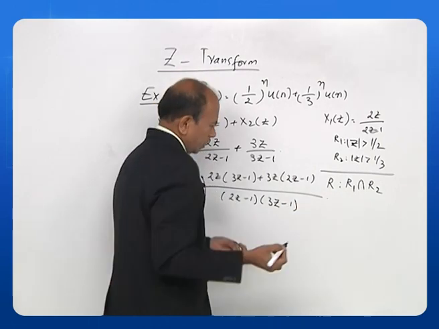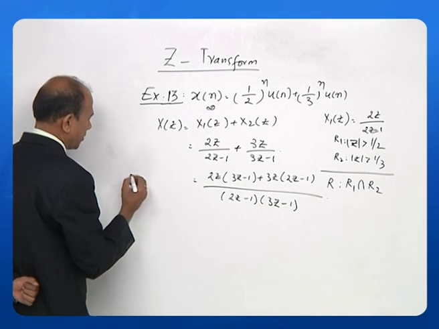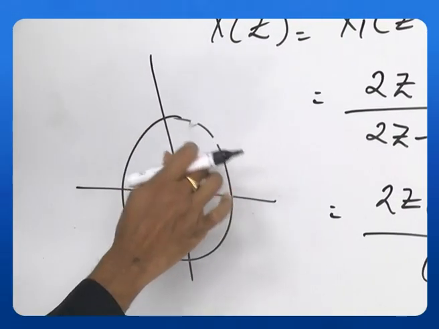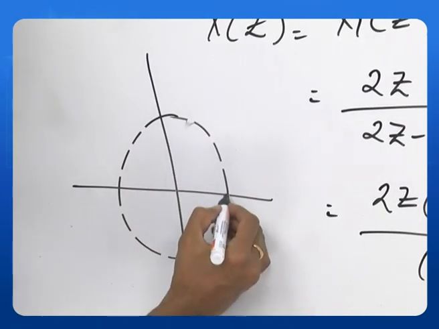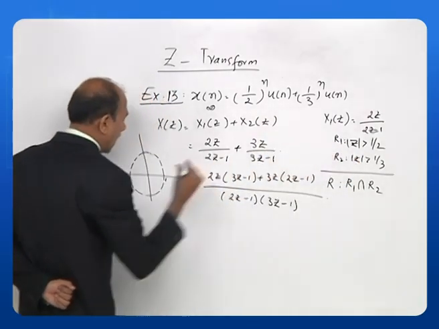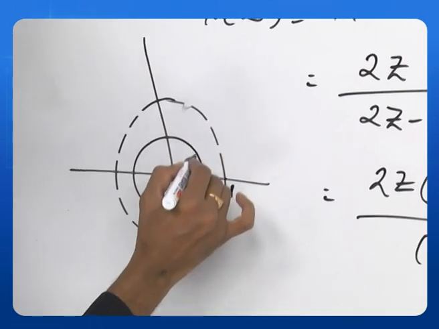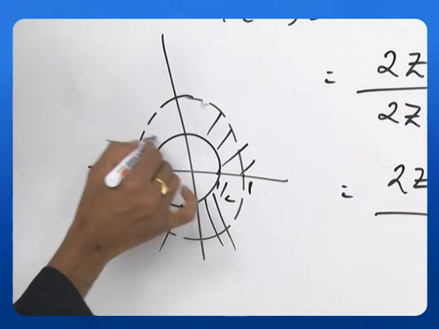Okay, so we can just draw it here. How does that ROC look? Let us take this as a unit circle. So this is your unit circle. This is 1. Now the ROC is half here. So this is half, so the ROC will be beyond this.